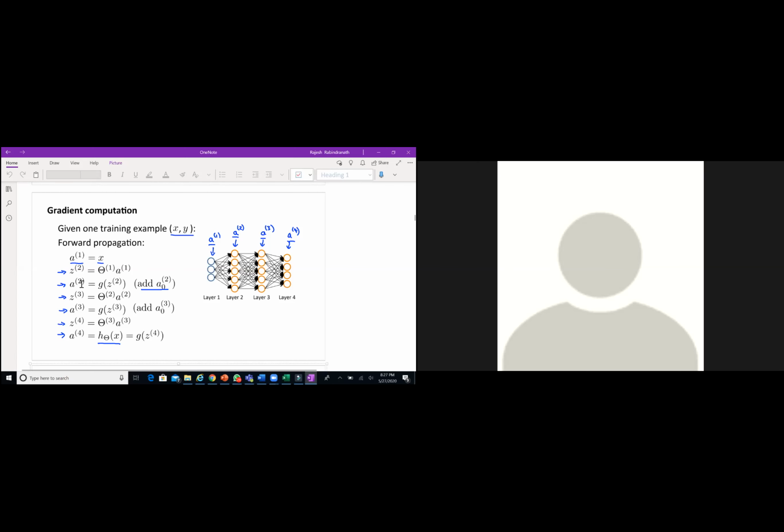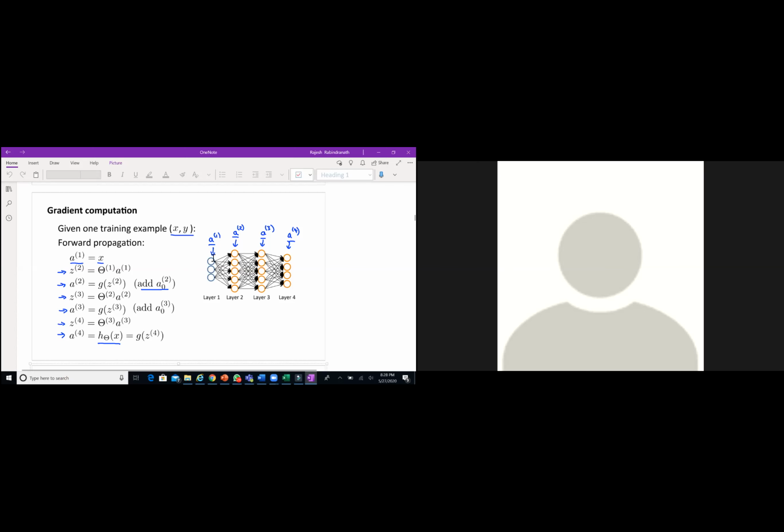And at this point, you can add one bias unit here. Here also you may want to add a bias unit, and that will be added. And then once you have this A2, what is the next step? What would be the next step?